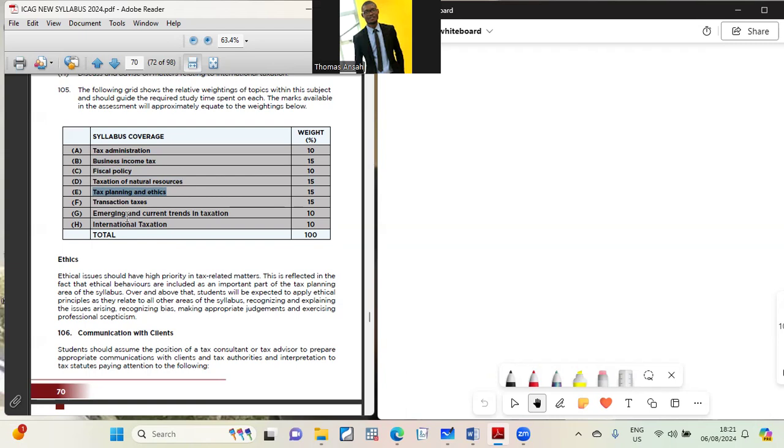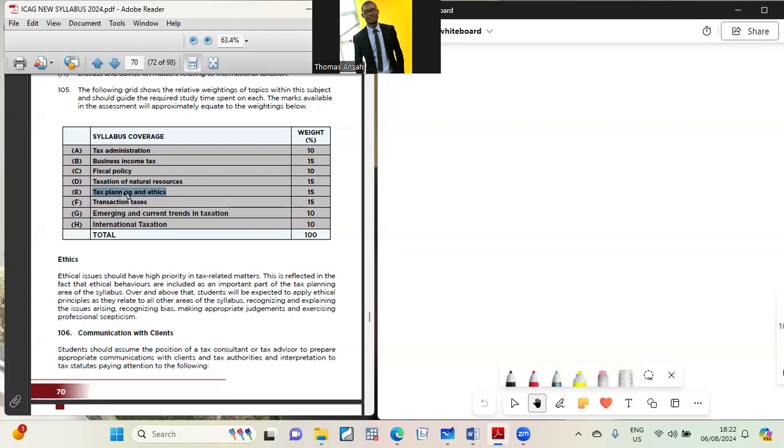Now, you see, they've added ethics to it because people have been using tax planning unethically. We call that one aggressive tax planning. It is not illegal, but it is unethical. So they want us to do the tax planning, tax avoidance within the space of ethics. So we look at that.